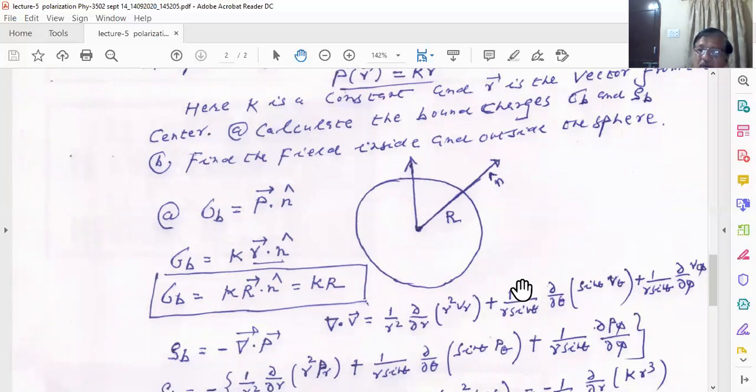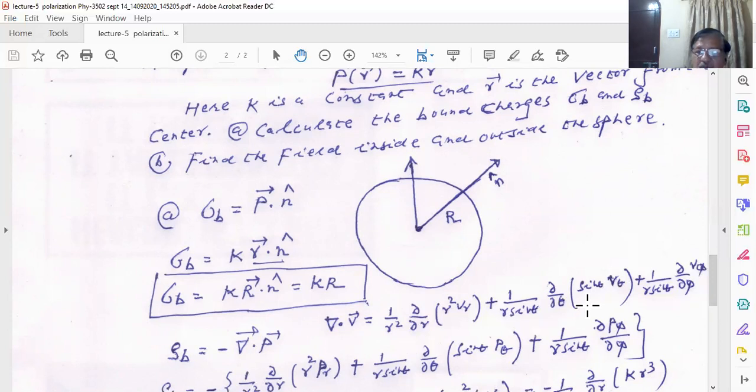Similarly, if I have my vector v and want to find the divergence of that vector v in the r theta phi coordinate system, then vector v has components v_r, v_theta, and v_phi. This is the expression of the divergence: 1 upon r square del by del r of r square v_r, plus 1 upon r sin theta del by del theta of sin theta v_theta, plus 1 upon r sin theta del by del phi of v_phi. This you have to remember.